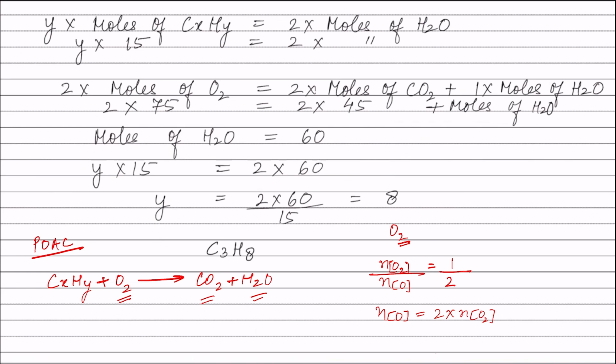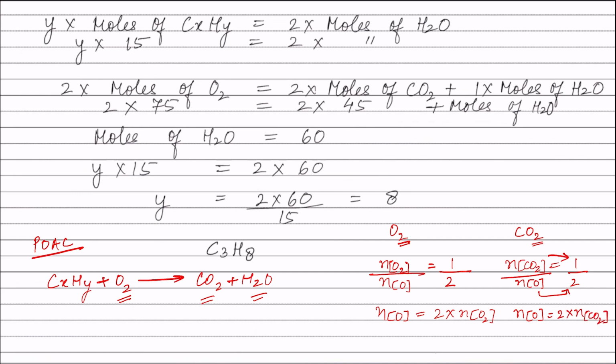Similarly, for carbon dioxide, this is the molecular formula, that is CO2. 1 mole of carbon dioxide contains 2 moles of oxygen atoms. So moles of carbon dioxide divided by moles of oxygen atoms present in 1 mole of carbon dioxide will be equal to 1 by 2. That is, moles of carbon dioxide is 1 and moles of oxygen atoms in 1 mole of carbon dioxide is 2. Cross multiplying, moles of oxygen atoms will be equal to 2 into moles of carbon dioxide.